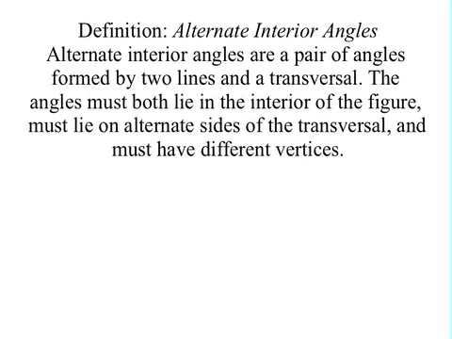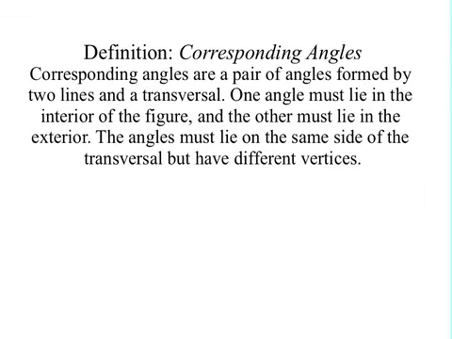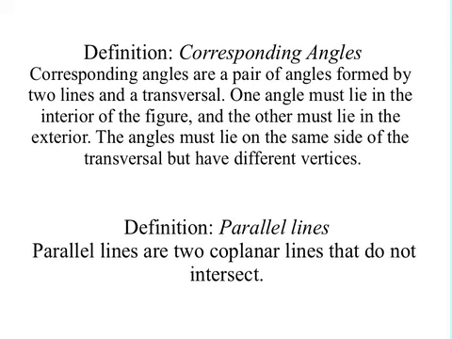Alternate interior angles. A pair of angles formed by two lines in a transversal. The angles must lie in the interior of the figure, must lie on alternate sides of the transversal, and must have different vertices. Alternate exterior angles are also a pair of angles formed by two lines in a transversal. The angles must lie in the exterior of the figure, must lie on alternate sides of the transversal, and must have different vertices. And corresponding angles. Another pair of angles formed by two lines in a transversal. One angle must lie in the interior of the figure, and the other must lie in the exterior. The angles must lie on the same side of the transversal, but have different vertices. And parallel lines. Coplanar lines that do not intersect.